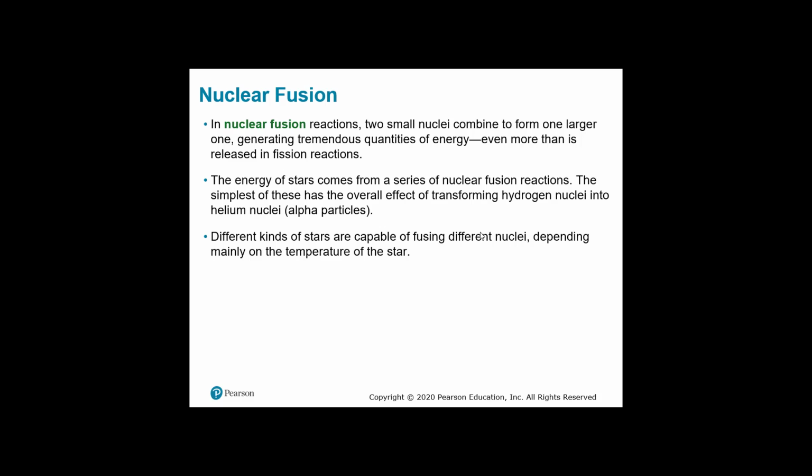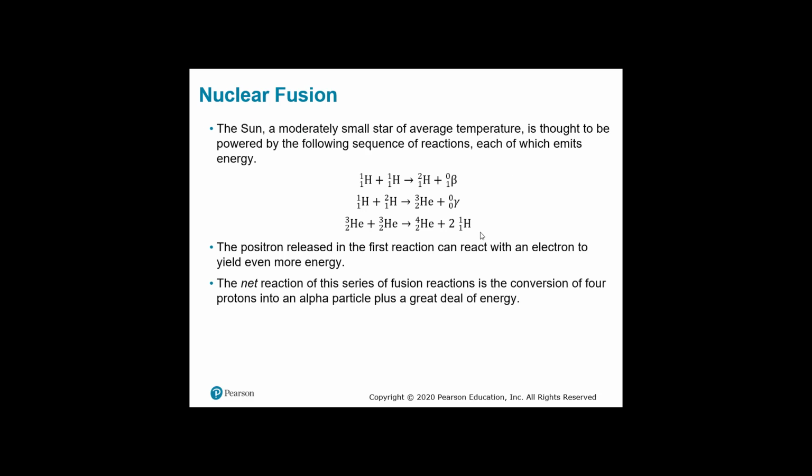I mean, think about it. We're talking about the sun and stars here. Just the sun itself. The energy of stars comes from a series of nuclear fusion reactions. The simplest one of these is the overall effect of transforming hydrogen nuclei into helium. So we're just discussing alpha particles. Different kinds of stars are capable of fusing different nuclei depending mainly on the temperatures of the stars. And all of these are factors. It has to have high temperatures and a lot of energy.